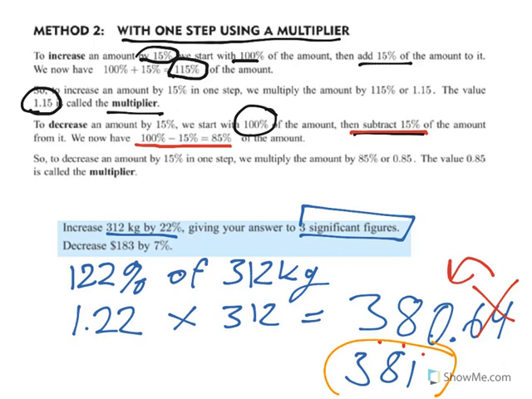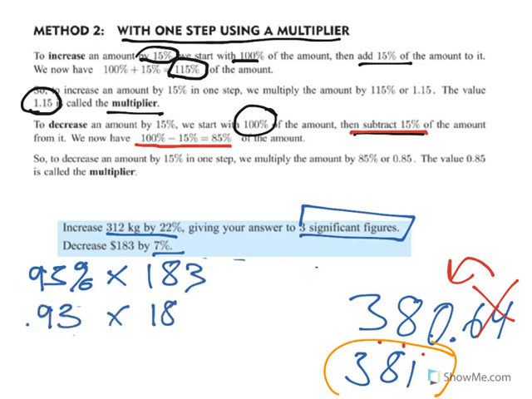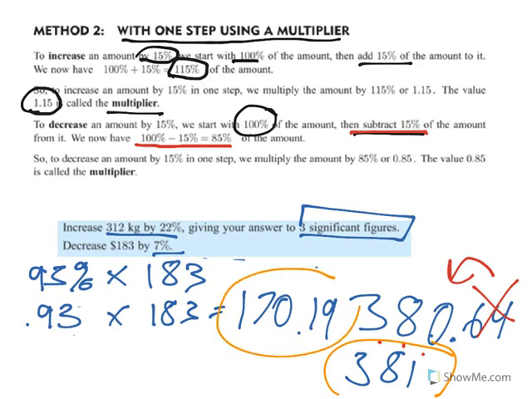Now, if we were decreasing 183 by 7%, all we have to do is take 7%, subtract that from 100, so that would be 93% times 183. 0.93 times 183, and we have our answer. There we go, 170.19.